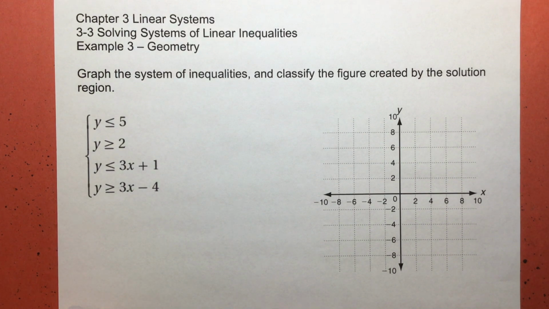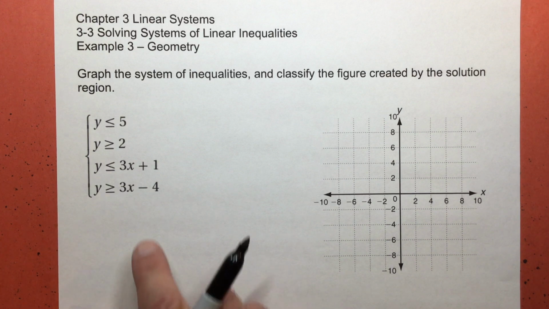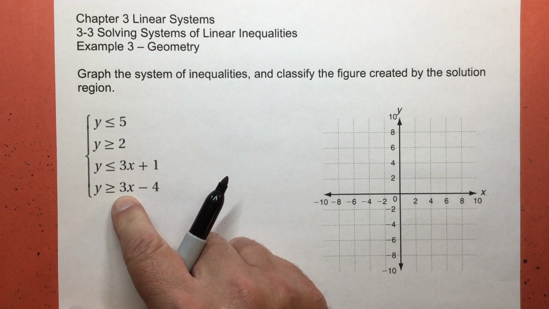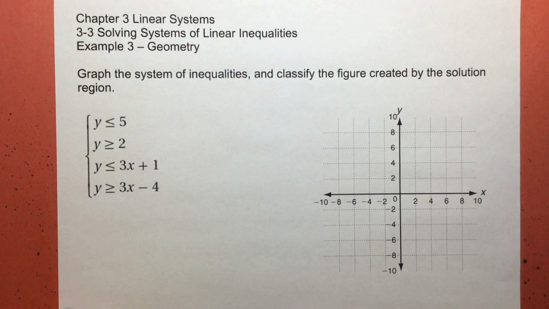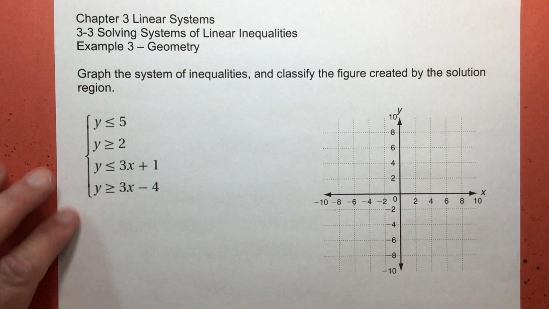This is leading to the next section, where we're going to have a system with lots of inequalities. These are called constraints, and it's going to result in what we call a feasible region. So remember that when we get to the next stuff. This is going to help us with the unit project that we have here.